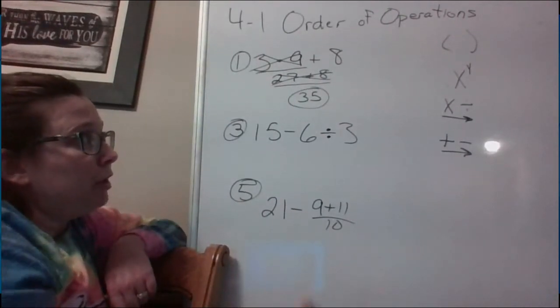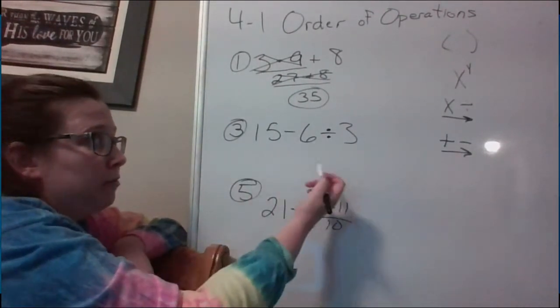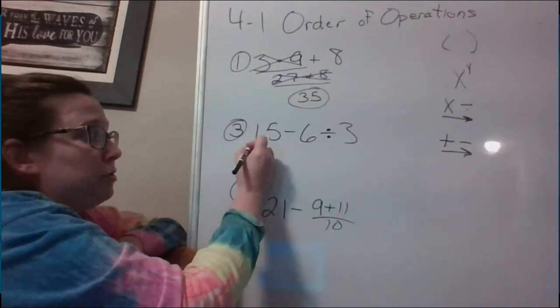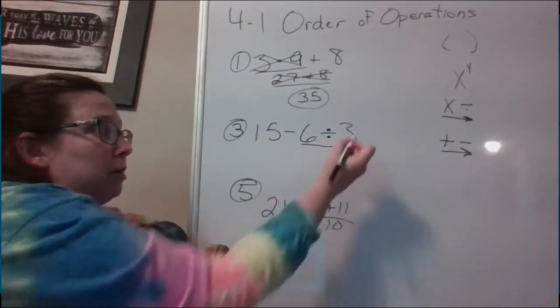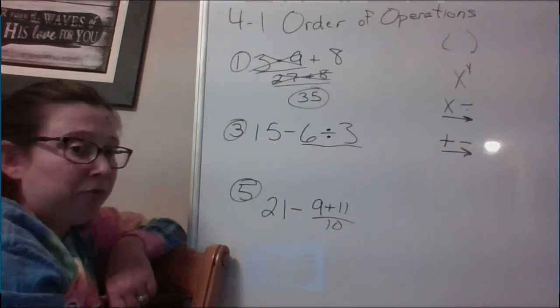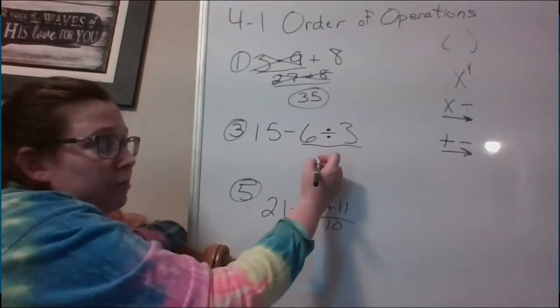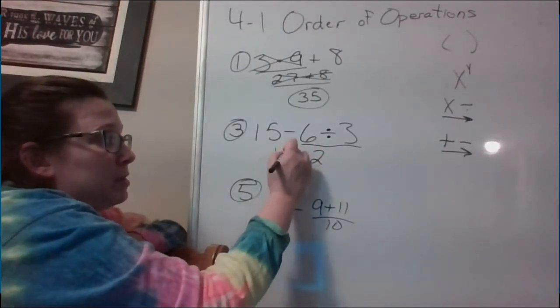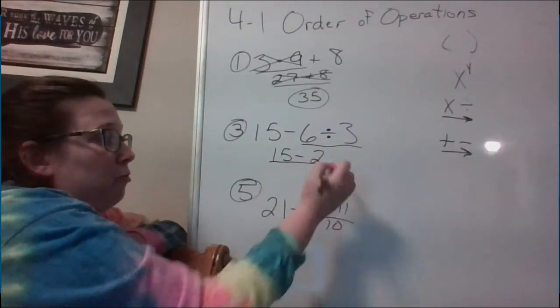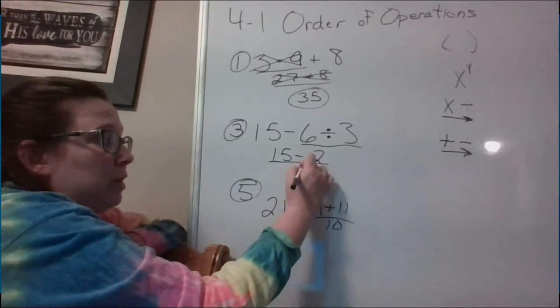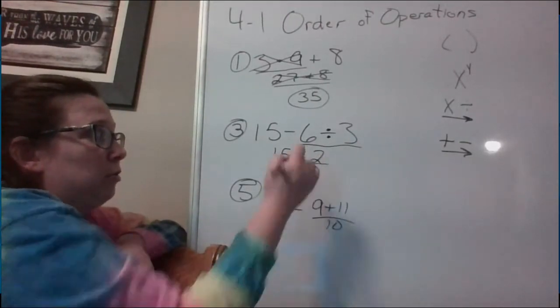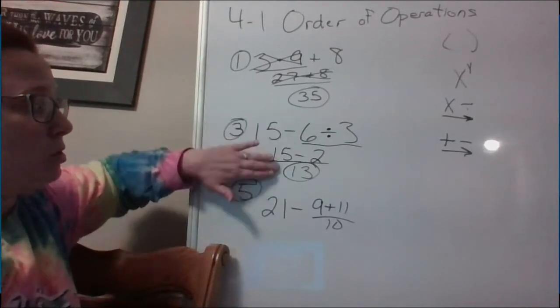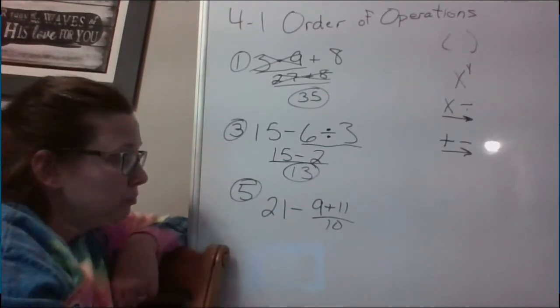For number 3, we have no parentheses, we have no exponents, so we're looking left to right to find multiplication or division. We find it right there. 6 divided by 3 would be 2. We have to copy this down, and then we have one step left, which is 15 minus 2, so our answer here would be 13. Notice I'm circling my answers.